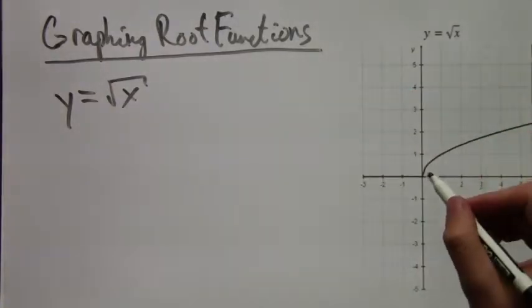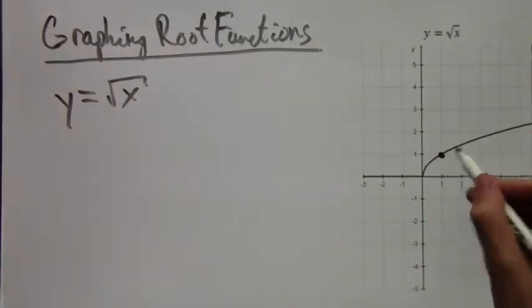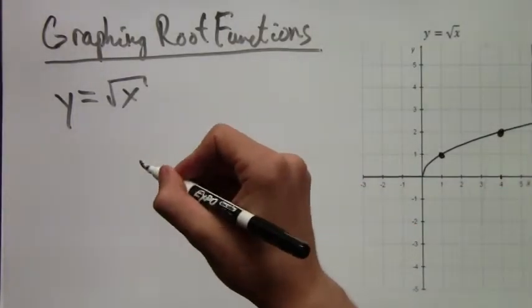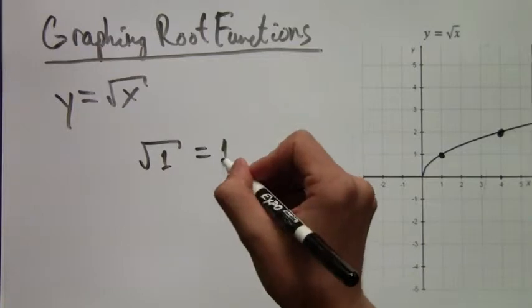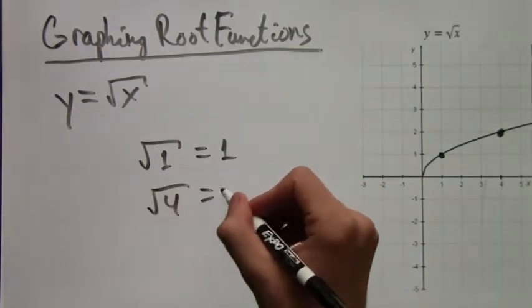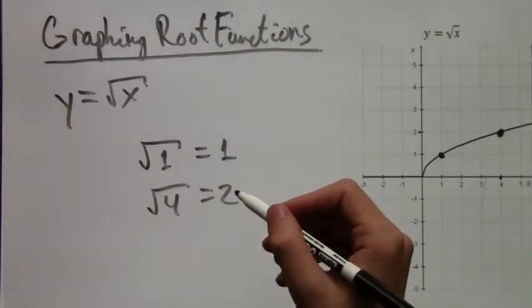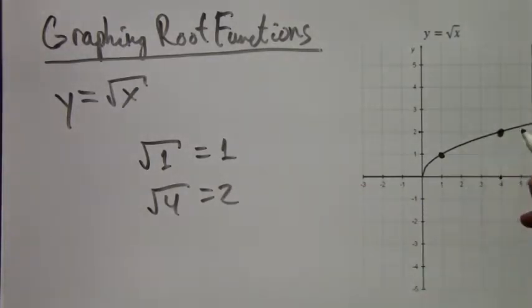And I'm going to point out a few points here. We have the points (1, 1) and (4, 2). So what do I mean? I mean that if we plug in x equals 1, the root of 1 is just 1. And if we plug in x equals 4, the square root of 4 is 2. So these are 2 points that we know are in it. Also, if you plug in x equals 0, of course y will equal 0.